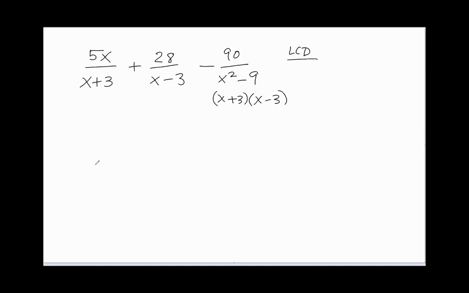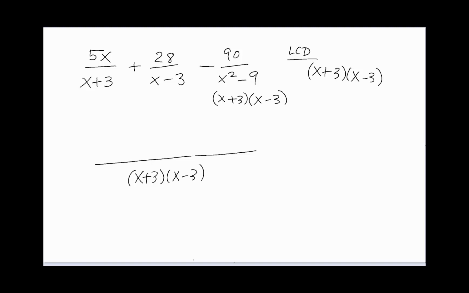And now we're going to list our LCD as every factor that you see. So I see an x plus 3 and I see an x minus 3. That includes all the factors of the first denominator, all the factors of the second denominator, and all the factors of the third denominator. So I don't need any more factors. So that's going to be my LCD, and I'm going to go ahead and write that in my answer.